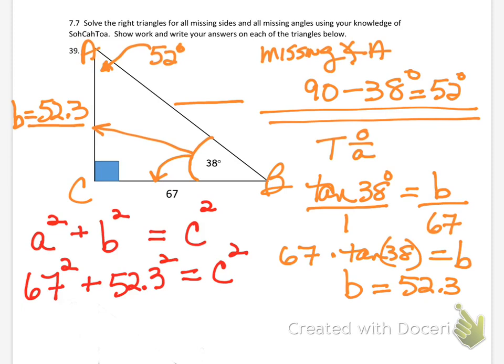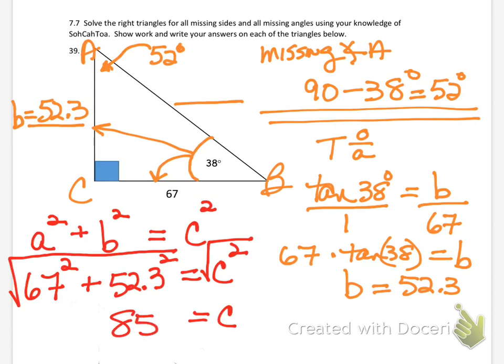Okay, before you reach for your graphing calculator, write this step down. Take the square root of both sides. So in your graphing calculator, you put second square root of 67 squared plus 52.3 squared, and you say equals, and that's going to give me my C. C equals 85. On this line, I'm going to put 85, and now you have completely solved for this triangle.